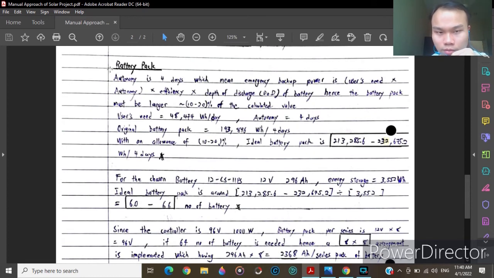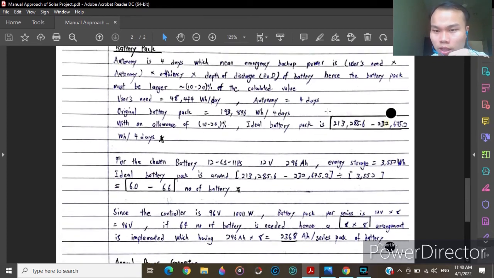So for my battery pack, I have 4 days. I'm going to calculate the user needs that I'm going to sustain for 4 days. The original is 193k kilowatt hour for 4-day sustainability. So I'm going to put an allowance of 10 to 20%. So the ideal battery pack will be 200k something within the 4 days.